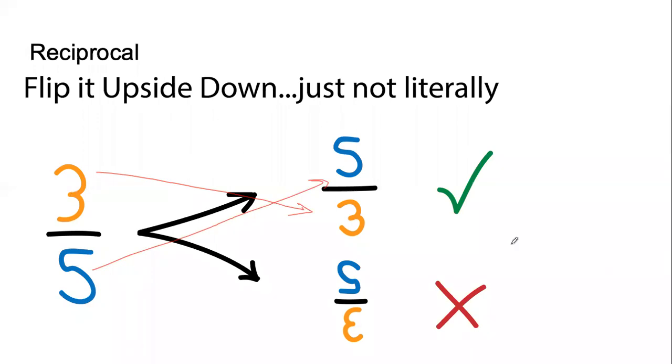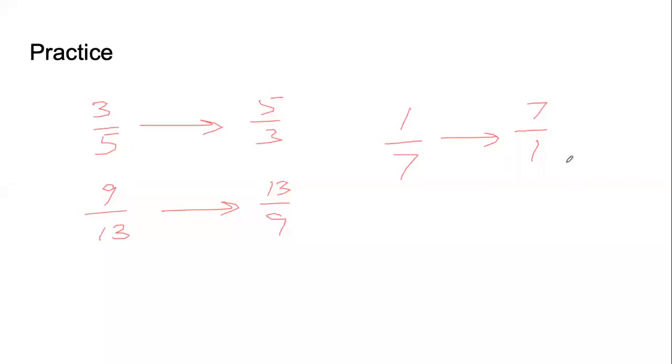Let's see if you have understood this with 2 examples. First one, fraction is 3/5. What will be its reciprocal? Numerator. So 3/5 reciprocal is 5/3, 9/13 reciprocal is 13/9, and 1/7 reciprocal is 7/1. But if we know reciprocals, then we can do the division also. How?